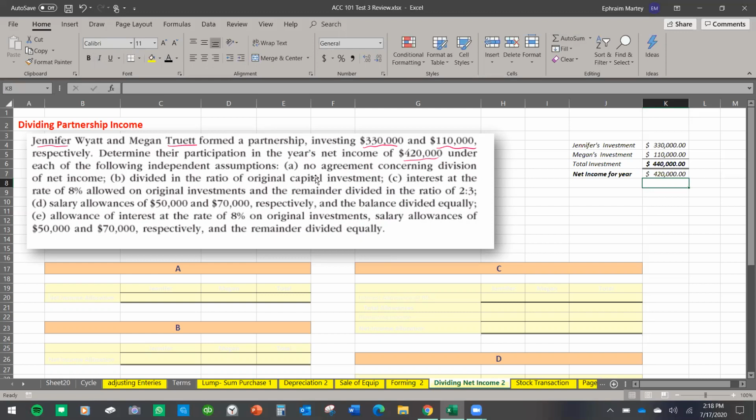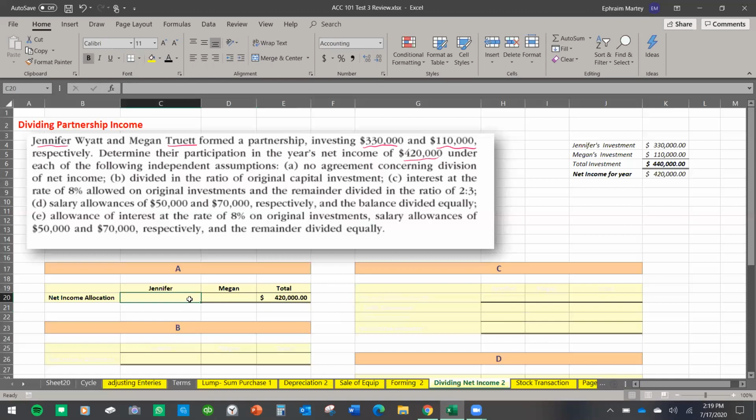Okay, so A, no agreement concerning division of net income. So here there's no agreement. If there's no agreement, then no one has to be cheated. So that means whenever there's no agreement, the net income should be shared equally. So what is our total net income? I already have the template here, so we can copy that and follow that on your test. Our total net income is 420,000.